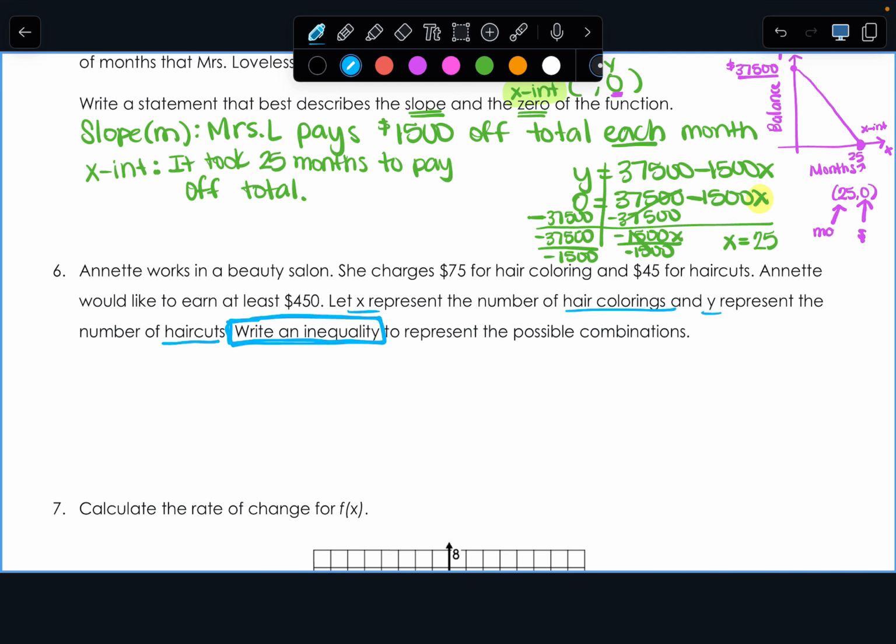On Friday, we know X's are what? Hair colorings. And Y is our haircuts.